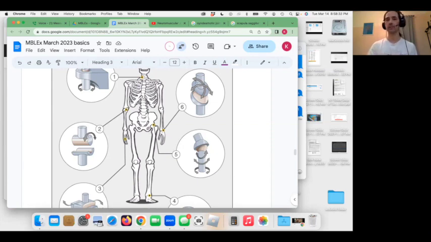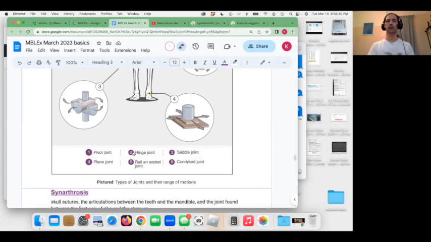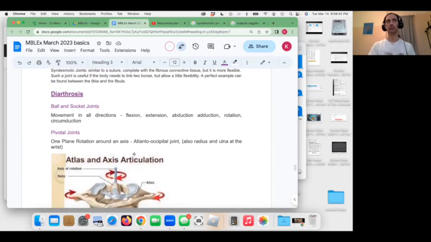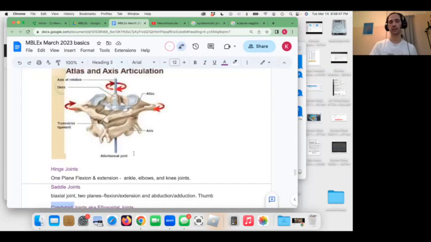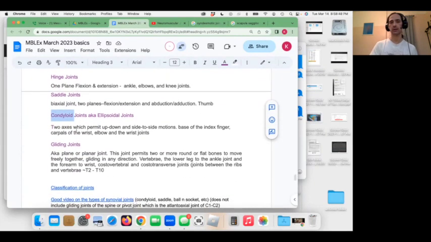So anyway, the ellipsoidal joint is also a ball and socket, but it's really shallow. And the ellipsoidal joint can be found between the radius, ulna, and the carpals, so in the wrist, as well as the base of the index finger. So that's the metacarpophalangeal joint, and the carpals of the wrist.